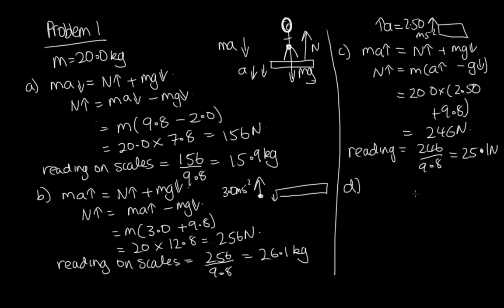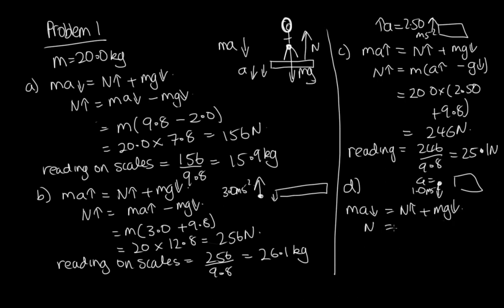And finally, part D. In this case, it's traveling upwards but slowing down, so it's decelerating, and so the acceleration is in the negative direction and is equal to 1.0 meters per second squared. And so we just do the same thing. Mass times the acceleration, but the acceleration is downwards, is equal to the normal force upwards plus the mg, which is going downwards.